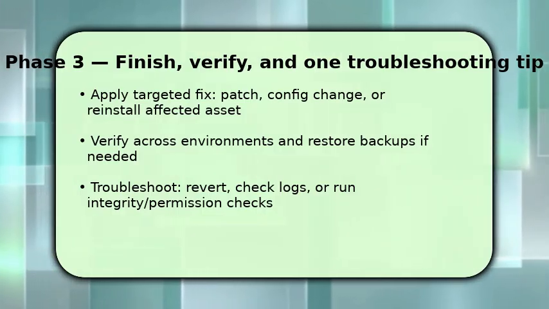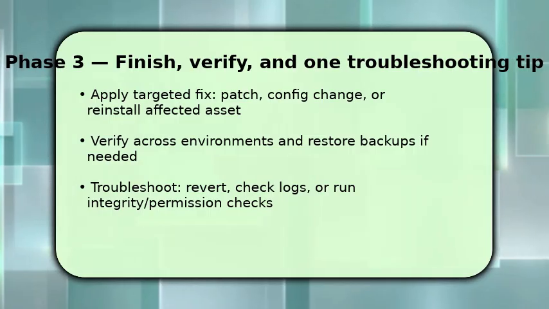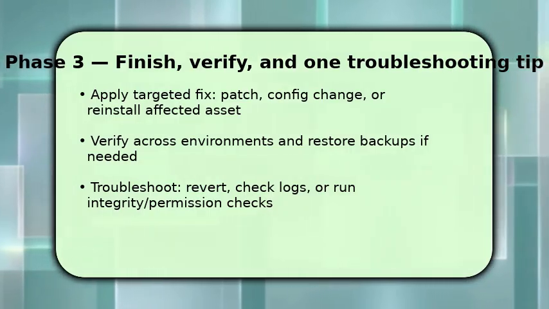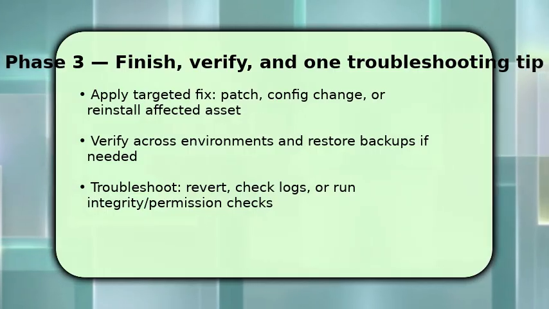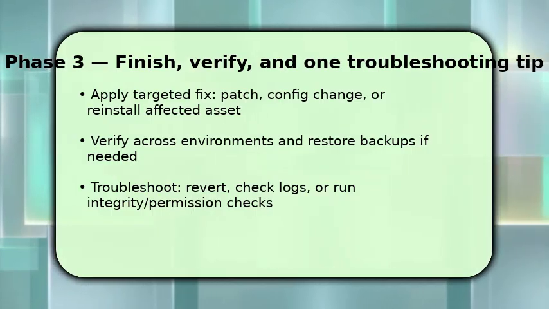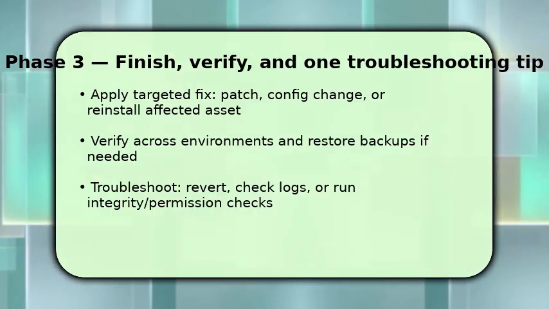If things fail, restore the backup and use the fallback plan. Revert changes, run file integrity and permission checks, and re-examine logs for new clues. One key troubleshooting tip: if inconsistent behavior persists, test under a fresh install to rule out corrupted assets.